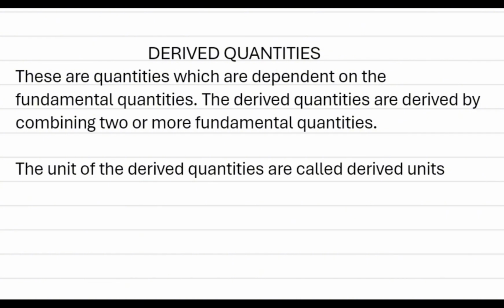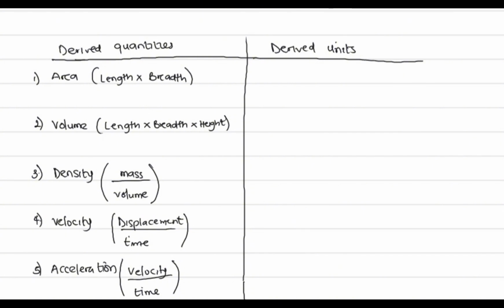So the table below will give us derived quantities and their units. Let's take note now. We shall be looking at the following derived quantities: area, volume, density, velocity, acceleration, and so many others, and we'll look at how we get their units.